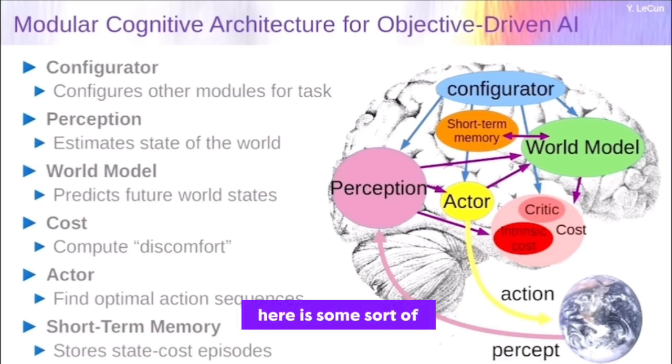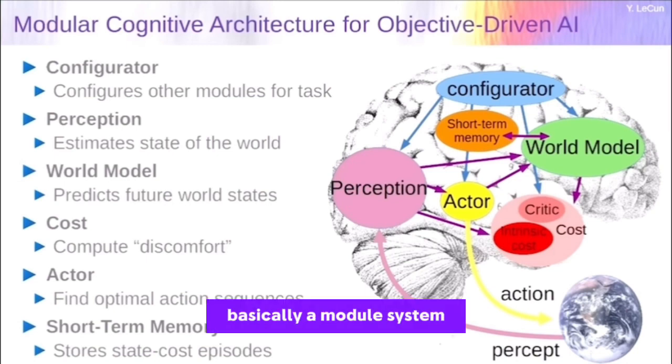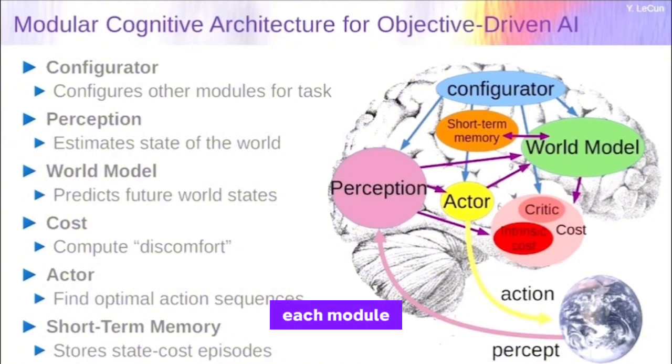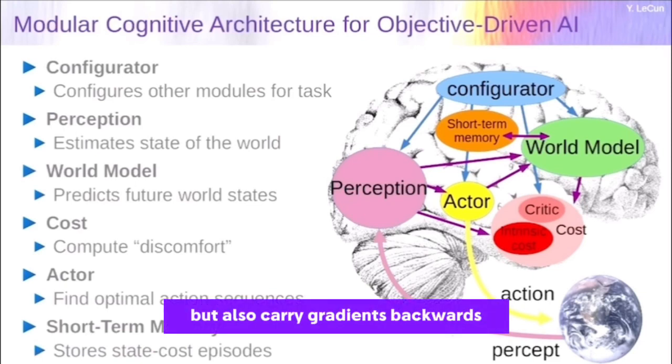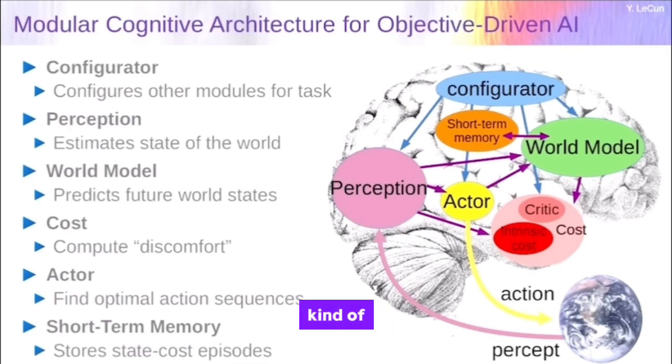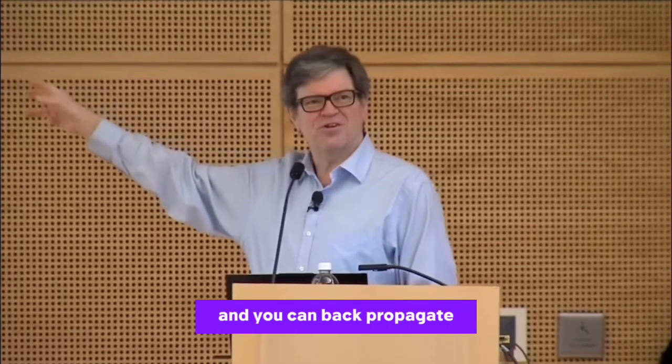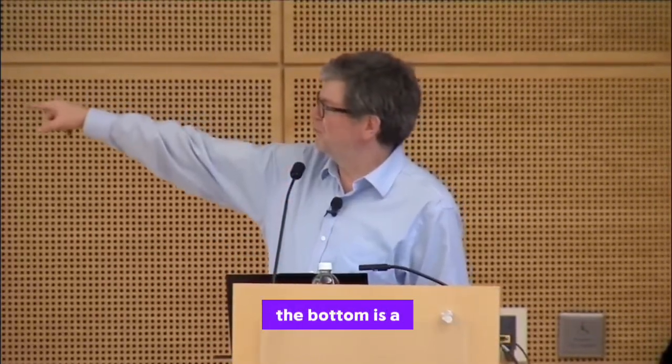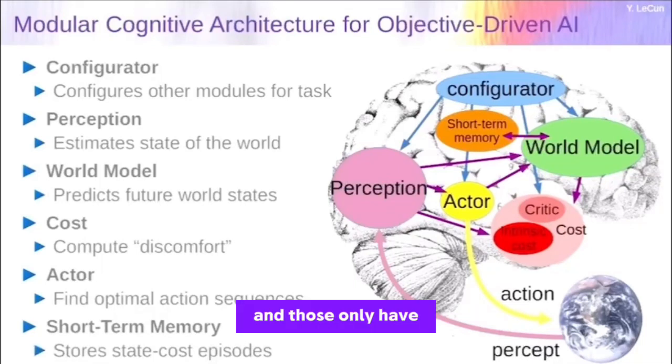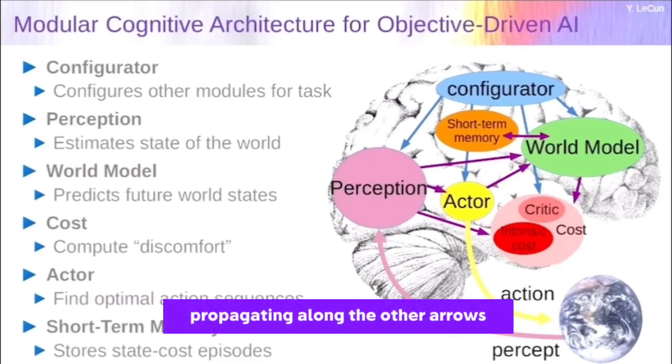The basic idea here is some sort of what people used to call in the old days a cognitive architecture. So basically a modular system composed of multiple modules. Think of each module as some big neural net. And each arrow carries signals forwards, but also carries gradients backwards, okay? So think of this as kind of a big neural net macro architecture, and you can backpropagate gradients to the entire thing. So the red stuff at the bottom is a set of cost functions, and those only have arrows coming into them. They compute a cost, and then you can compute gradients of this cost with respect to all the parameters in the system by backpropagating along the other arrows.